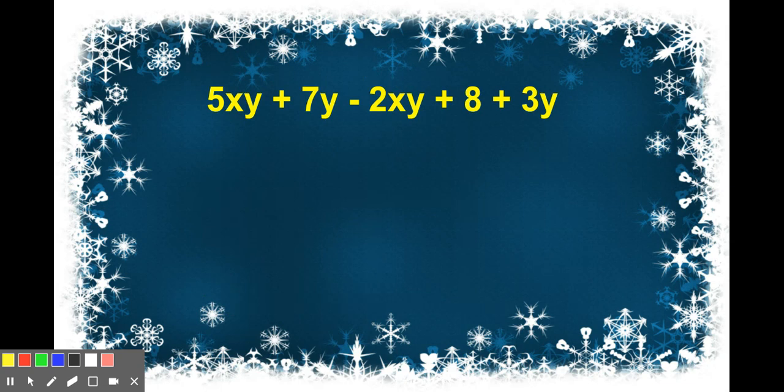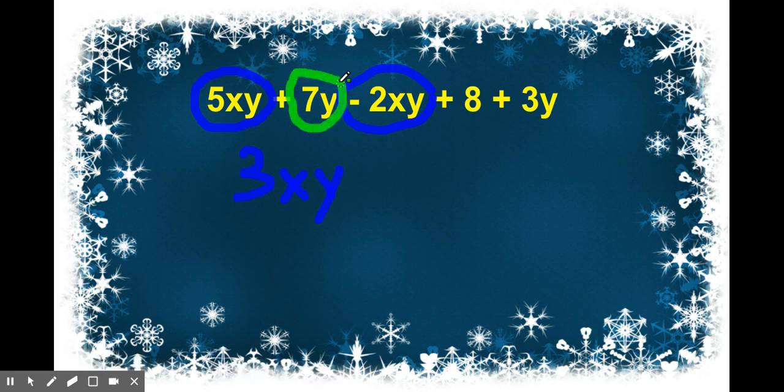We have 5xy plus 7y minus 2xy plus 8 plus 3y. So I look at my first term. Here I have a 5xy. So I need to find, okay, well, where are my other xy's? Here I have a negative 2xy. So I say, okay, what is 5xy minus 2xy? That's 3xy.